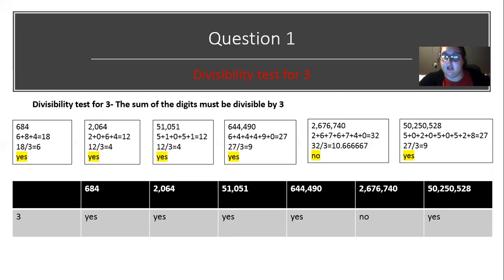And the next set of numbers is 50,250,528. So when all those numbers are added up together, we get 27. And 27 divided by 3 is 9. So we got a yes on that one as well.